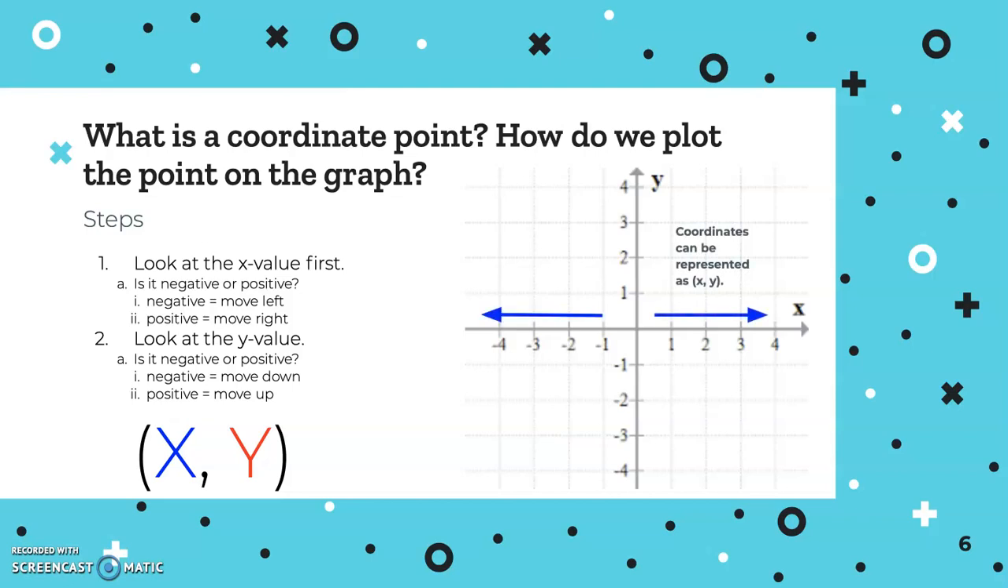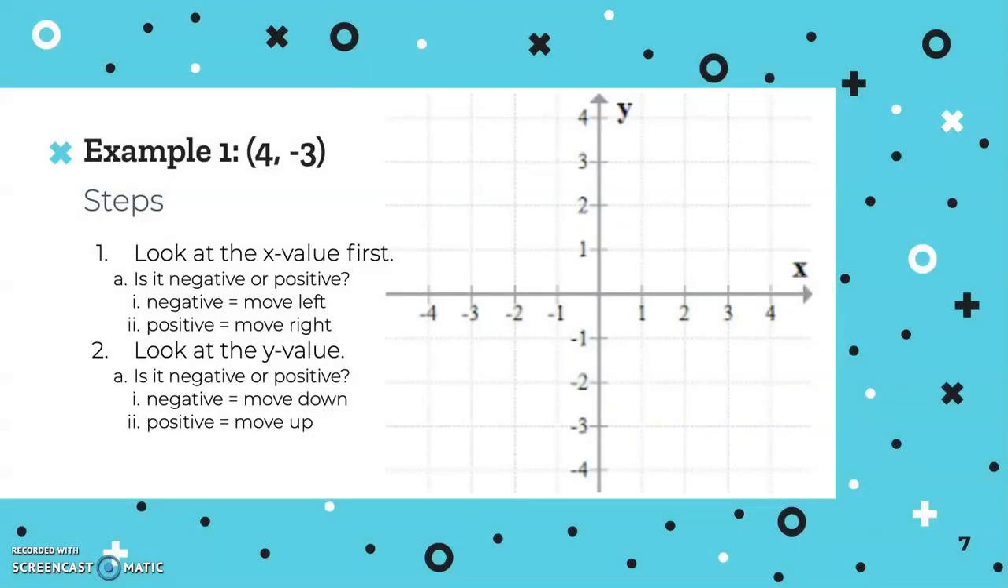Okay, now let's look at the y value, which is highlighted in red. If the y value is negative, move down, and if it's positive, move up. The y value determines how far up or down your coordinate point is. Moving on, let's go through the steps.